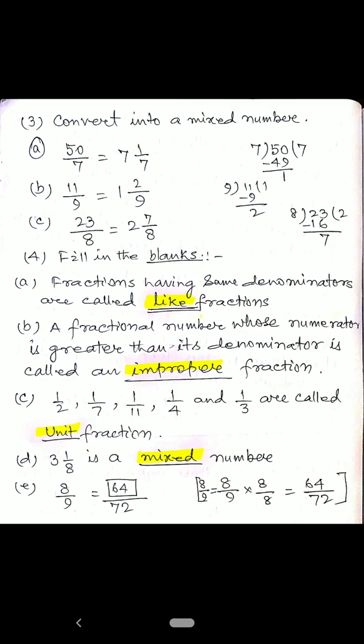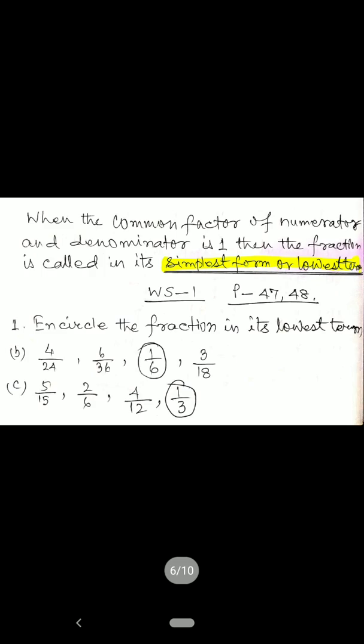When the common factor of numerator and denominator is 1, then the fraction is called its simplest form or lowest terms or standard form. Simplest form, lowest terms or standard form, they are the same thing. Now worksheet 1. Encircle the fractions in lowest terms. Here some fractions are given. Now find out whether the common factor of numerator and denominator is 1, that is, HCF of numerator and denominator is 1.